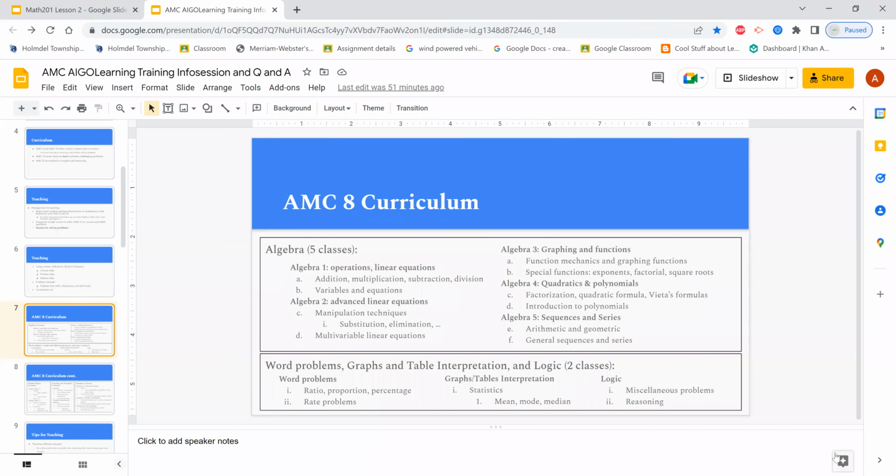Definitely, AMC 12 does not cover calculus. Not at all.